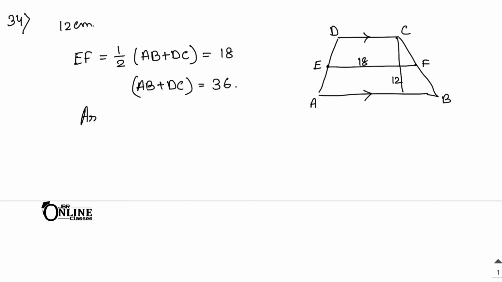So the area equals half into sum of parallel sides, that means AB plus DC, that equals 36, into perpendicular, that equals 12. So cancel out with this one, it's 6. Now your answer will be 36 into 6. So here 216 centimeter square. Very easy.